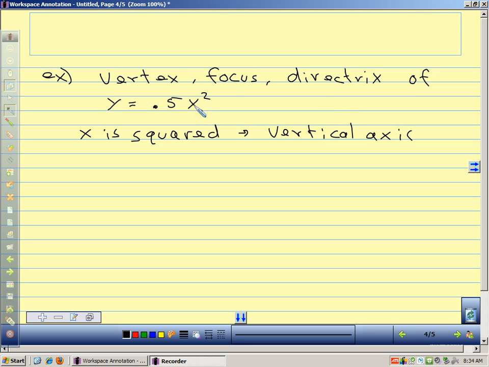But let's figure out one other thing. What's the vertex of this parabola? Are we subtracting anything from the x and the y? We're not subtracting anything. So our vertex is (0, 0).